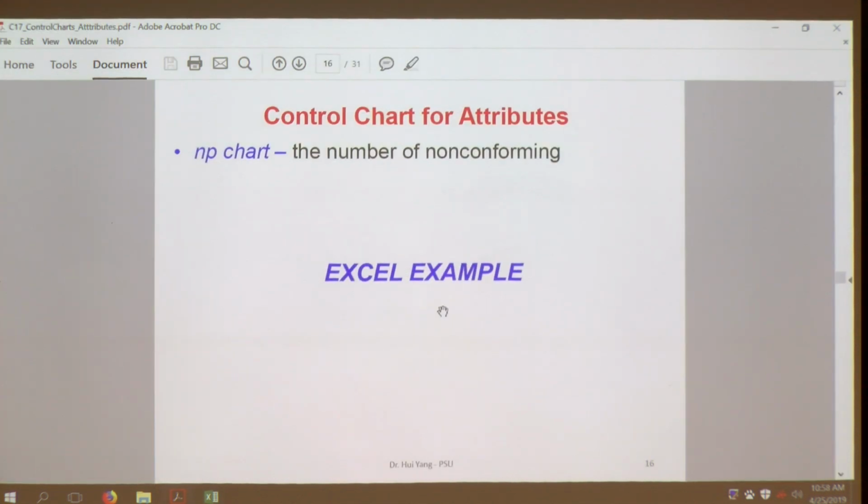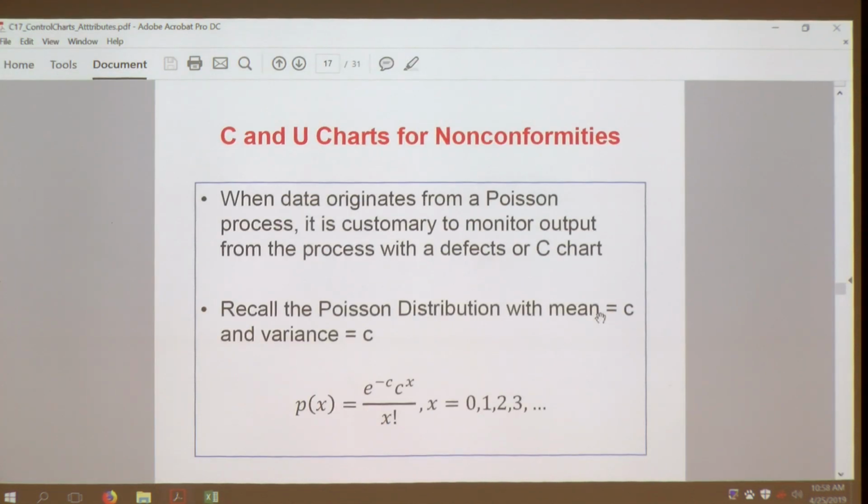Okay, now let's move to the next one. The next one is the C and U chart for nonconformities. Questions? Are we good? When data originates from a Poisson process, it is customary to monitor output from the process with a defect chart, or C chart. So a Poisson process is the number of defects in a piece of wafer.